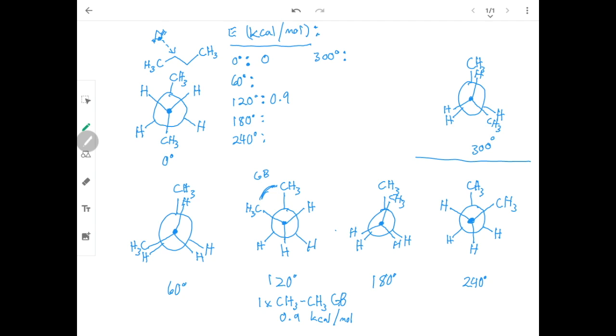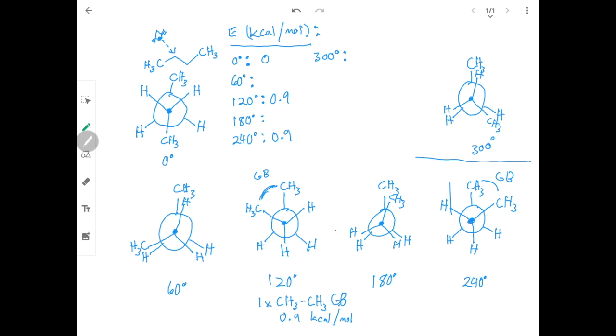So 240, we've got this CH3, so that's one gauche-butane interaction there. CH3H, that's not one. HH, nope. HH, nope. And HCH3, nope. Okay, so just one gauche-butane interaction there, which is also worth 0.9. So 240 and 120 will have the same energy. And then 300 is eclipsed.